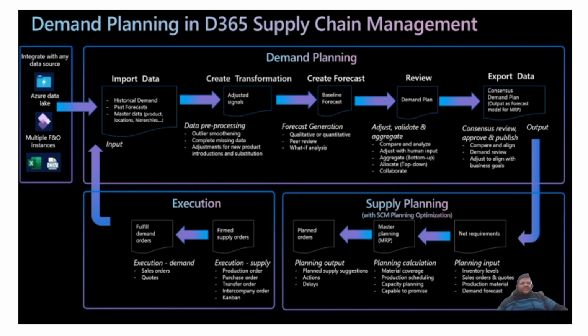In the execution, we will convert our planned orders into actual orders, and these actual orders will then fulfill our customer demand, that will be fulfilled by sales orders or quotations. And finally, the sales orders that are created in the execution step will be the input of the demand planning application for further processing or to create another forecast.